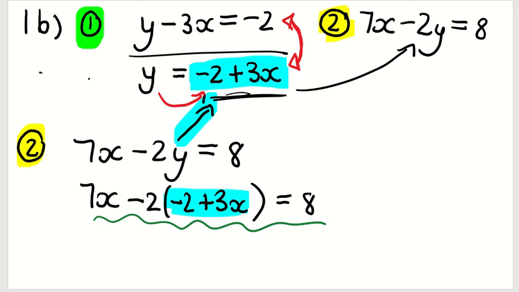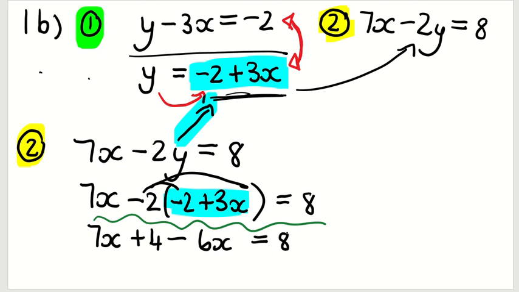Okay, let's do it. So now it is 7x and the minus 2 we have to multiply in the bracket. So it's going to be minus 2 multiplied by minus 2. What's that? Nice, plus 4 minus 6x equals 8. So on the one side we then have 1x left, because it's 7 minus 6. And on the other side, what do we have? 4, because it is 8 and the 4 goes over, so it's minus 4. Look how amazing. We just solved for x.